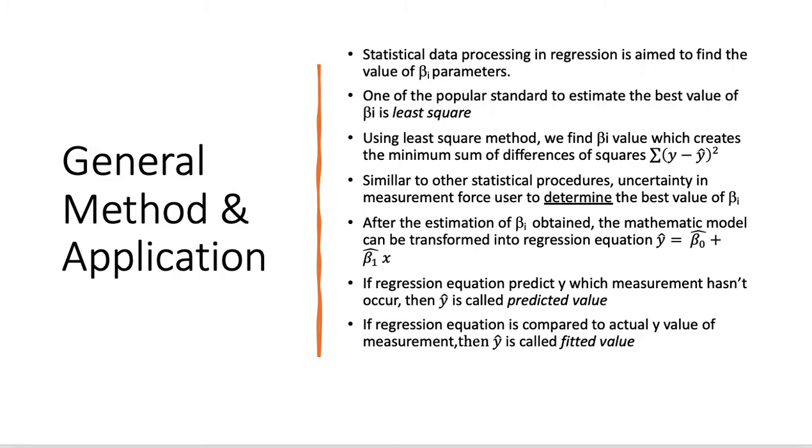Using the least square method, we find the beta 0 and beta 1 values which create the minimum sum of squared differences, sigma (y minus y hat) squared. If the regression equation predicts a y value for which measurement hasn't occurred, then y hat is called the predicted value. If the regression equation is compared to the actual y value of measurement, then y hat is called the fitted value.